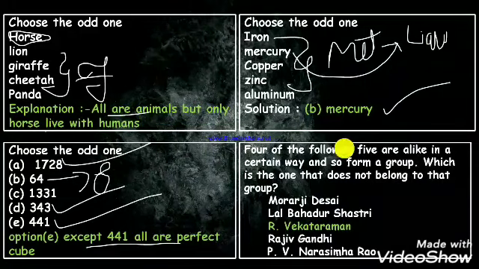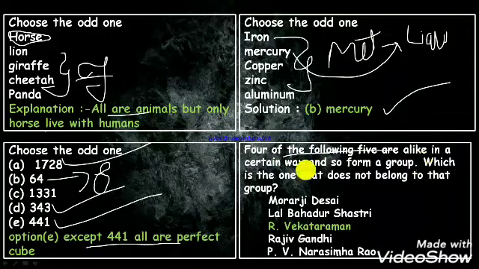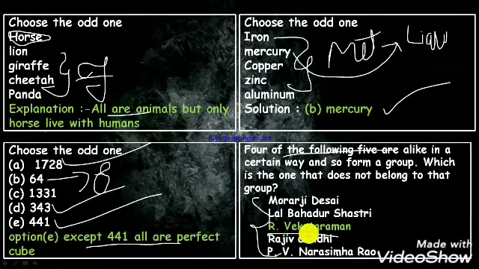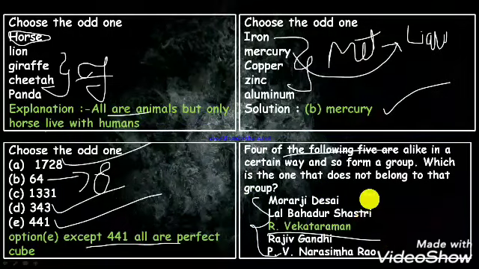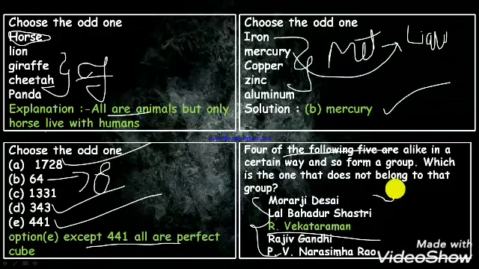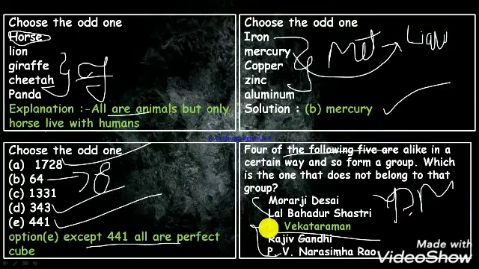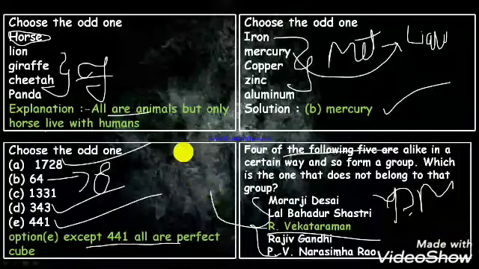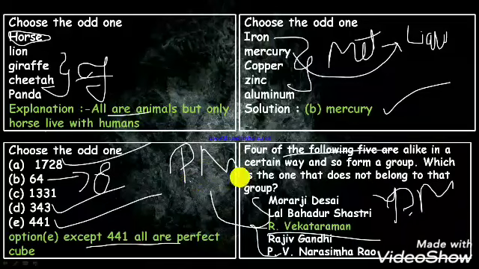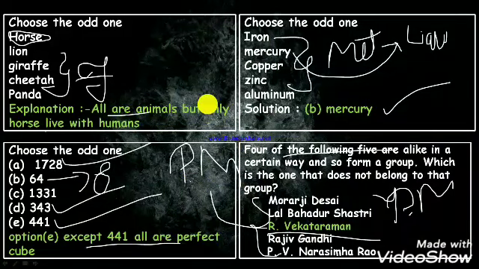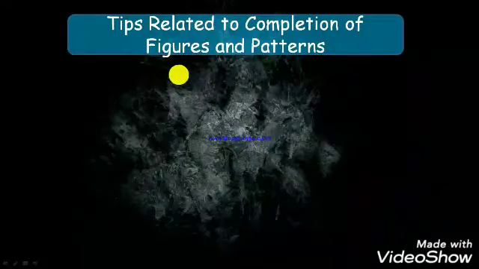Okay, let's move on to our fourth question. 4 of the following 5 are alike in certain ways, so form a group. What is the one that doesn't belong to that group? So here is the group, but R. Venkataraman doesn't belong to the group, because all the other 4 options were prime ministers, but R. Venkataraman was not a prime minister. That's why he was eliminated. I hope you got a very good understanding.